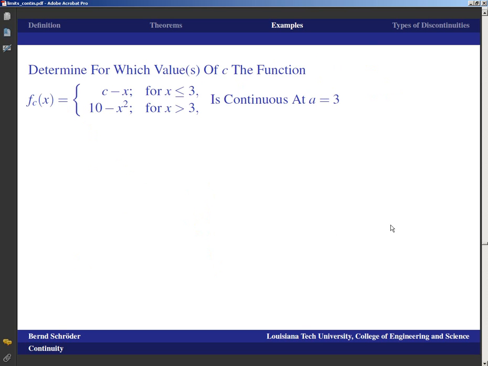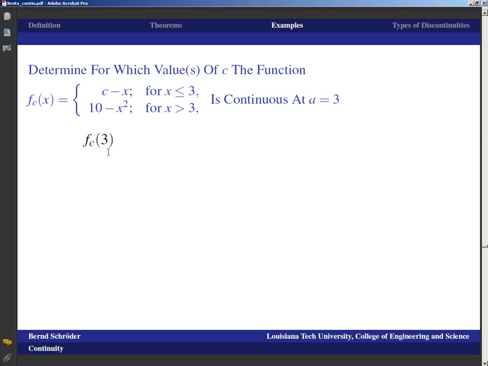Okay, now let's work with parameters. Again, because of course parameters prepare us for more sophisticated work, but here also this is some kind of standard problem that you sometimes see when you talk about continuity. It's the same function as before, only now we don't have a 2, we've got a c here, and we want to know how to adjust this left branch to make the function continuous at a equals 3.